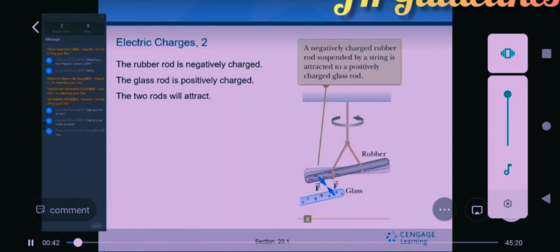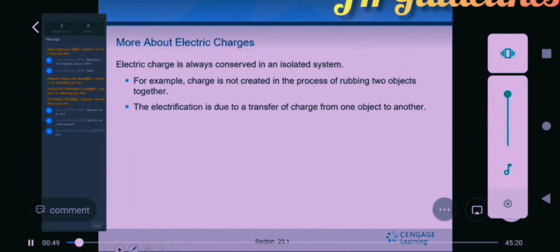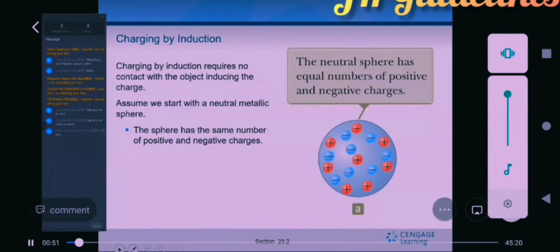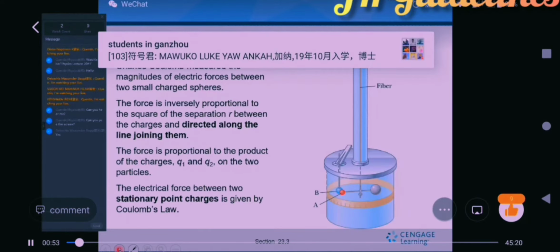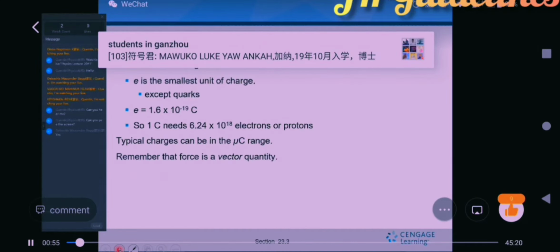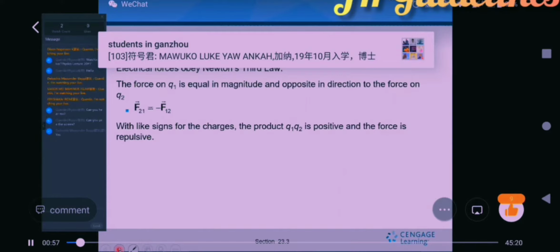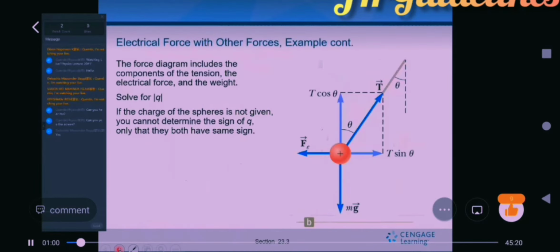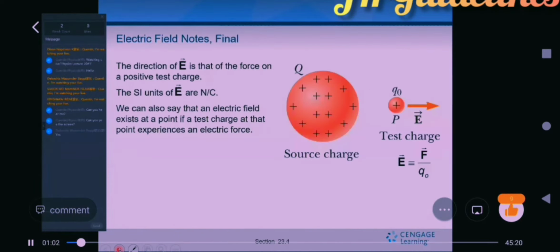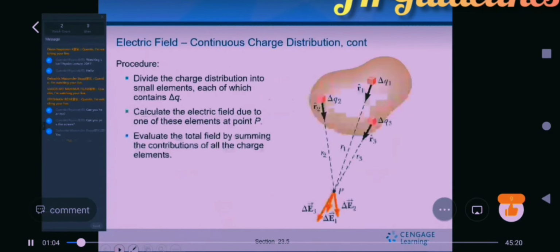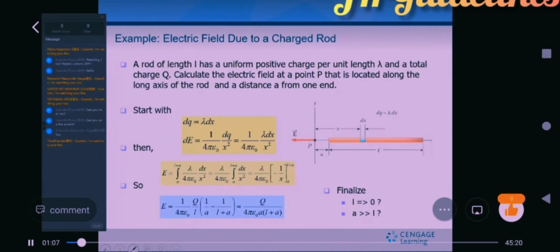Now, yesterday I told everyone here I am going to introduce something about using Coulomb's law. Here I'm going to give an example on that. Now, here is an example. Let's have a look at this question.